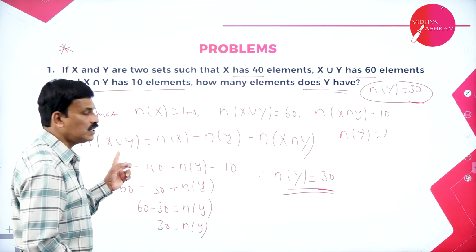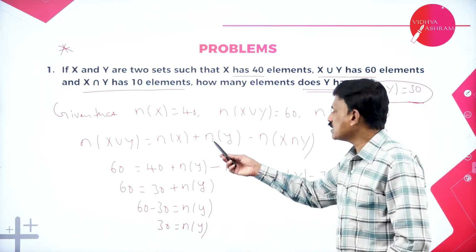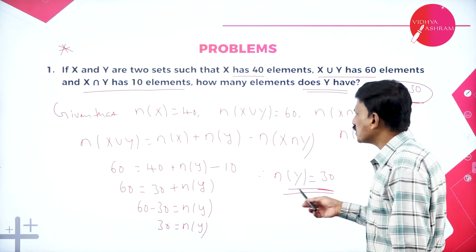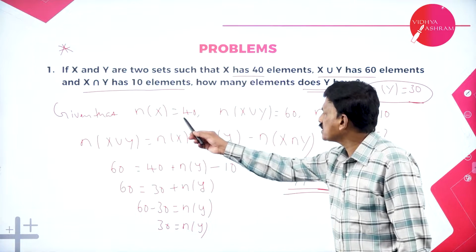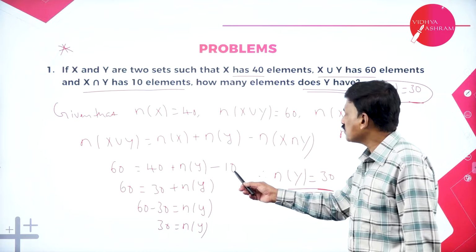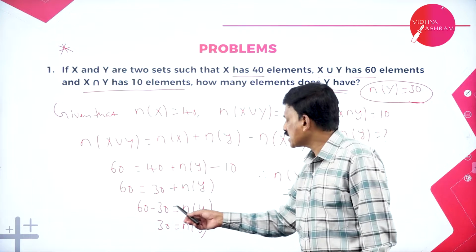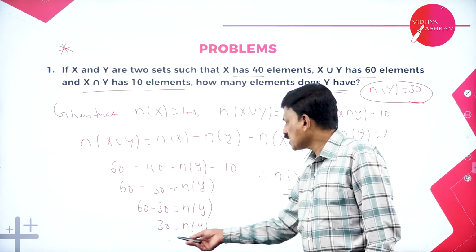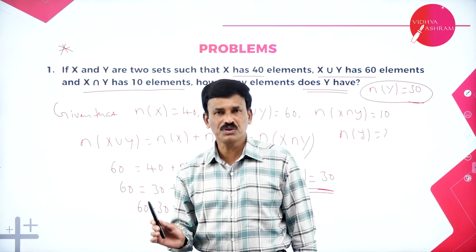So we know the formula. N of X union Y is equal to N of X plus N of Y minus N of X intersection Y. Substitute: X union Y is 60, equal to N of X is 40, plus N of Y as it is, minus X intersection Y is 10. So 40 minus 10 is 30. 60 minus 30 is equal to N of Y. Therefore, the number of elements in Y is equal to 30. That's it. Hope you followed.